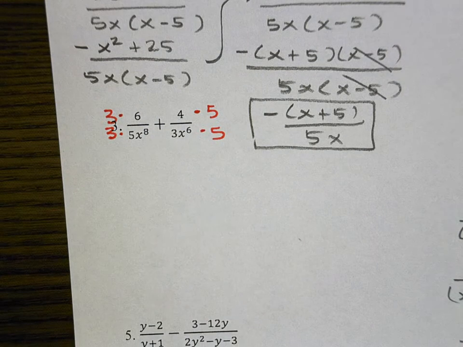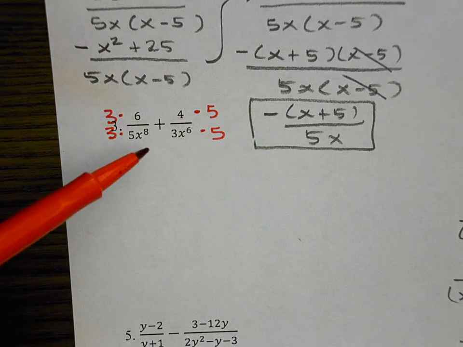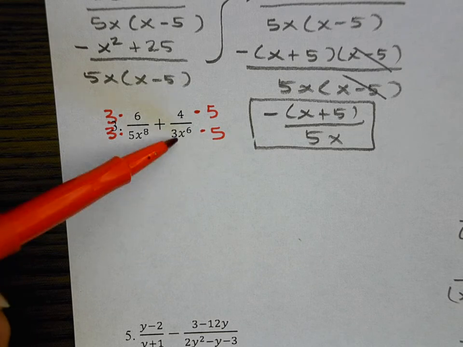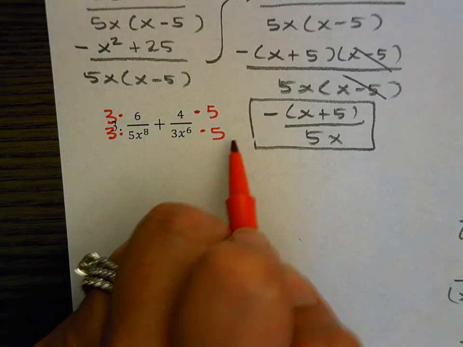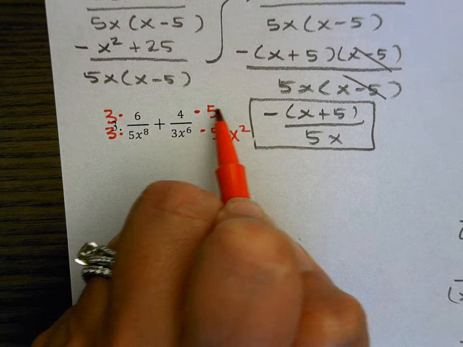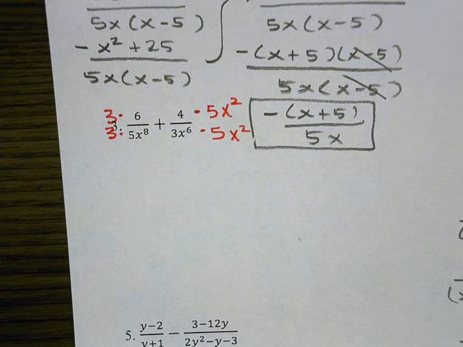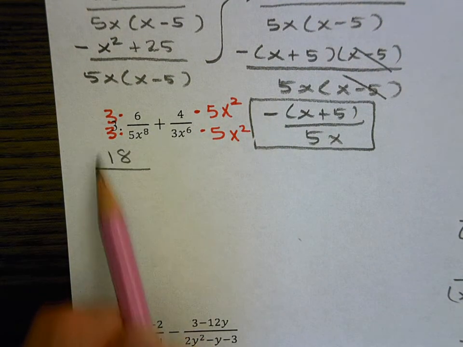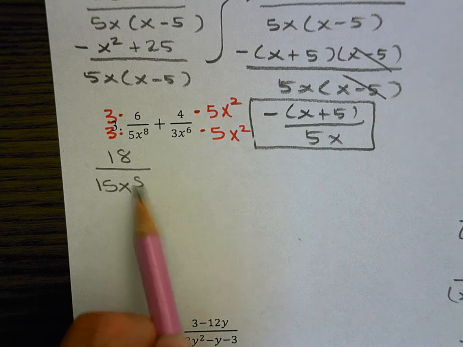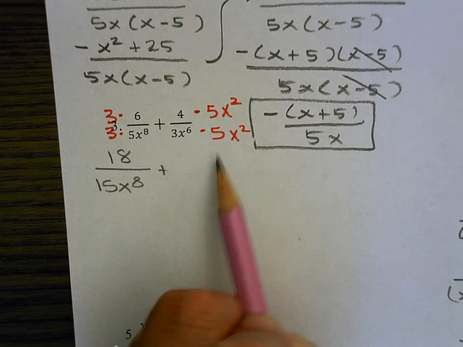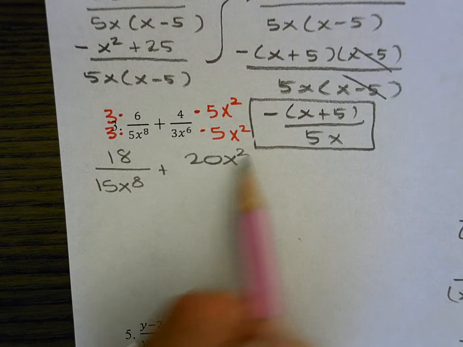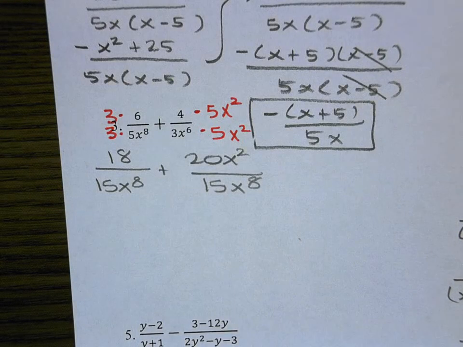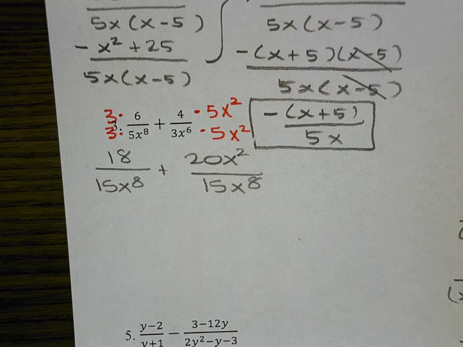And then here for my x's, I have 8 x's over here, but I only have 6, so this is going to need a couple more, right, so that those will match up. So then I need 2 more, so that would be 5x squared. So now when I multiply, I'm going to multiply my numerator and my denominator. And then on this one, same thing. So that will give me 20x squared, and then over 15x to the 8th. And then now they have matching denominators.